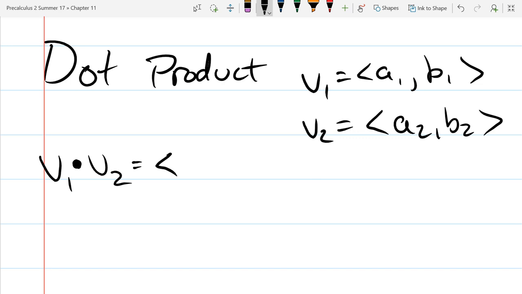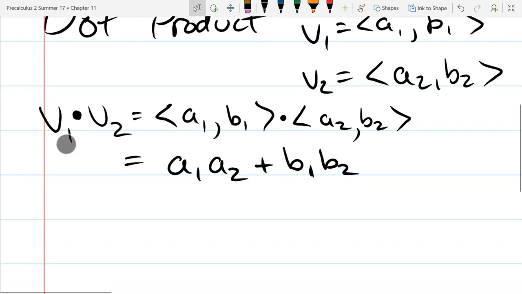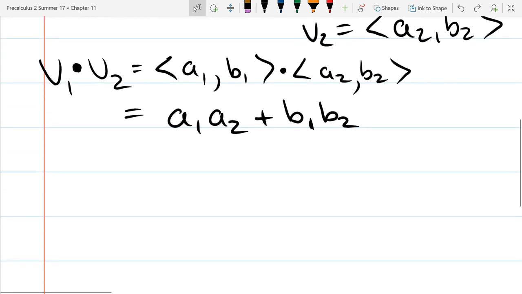Well, it is defined to be multiplication one coordinate at a time. So when you multiply, after you multiply, you add the results. So we get A1 times A2 plus B1 times B2. So it's the sum of the products of each coordinate pair. So you multiply the x's together, and then you multiply the y's together right here, and then you add that result. So this is the definition of a dot product.